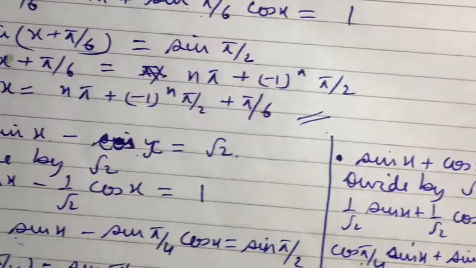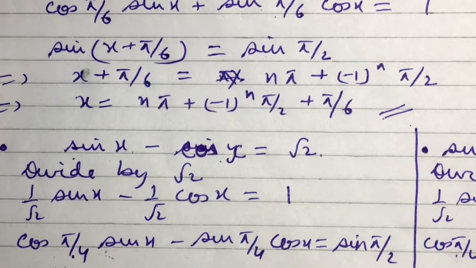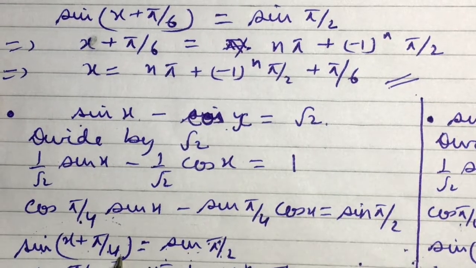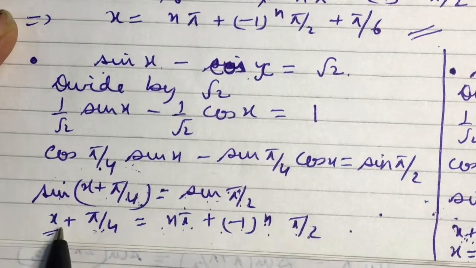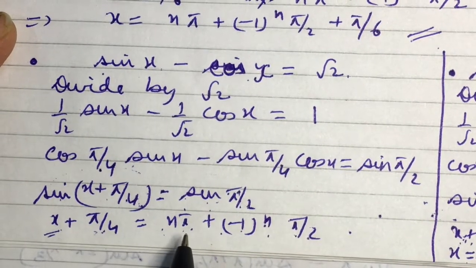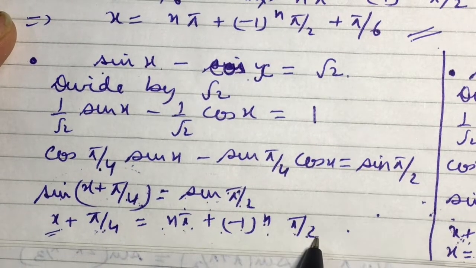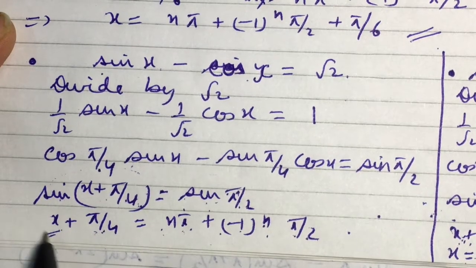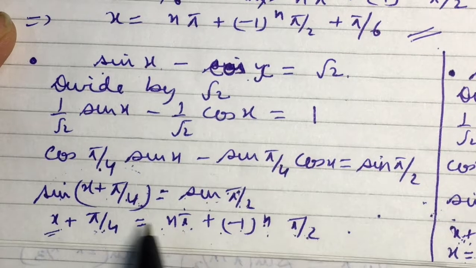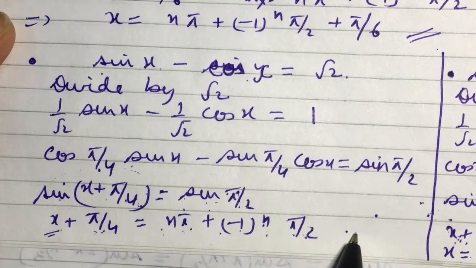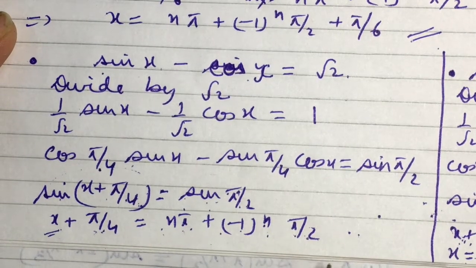Now same way, the previous question also we can write this as sine of x plus pi by 4 equal to sine of pi by 2, and solving we get x plus pi by 4 equal to n pi plus minus 1 raised to n into pi by 2, from where we can solve for x as n pi plus minus 1 raised to n pi by 2 minus pi by 4. In the same manner, we can do other problems also of similar kind. Thank you.